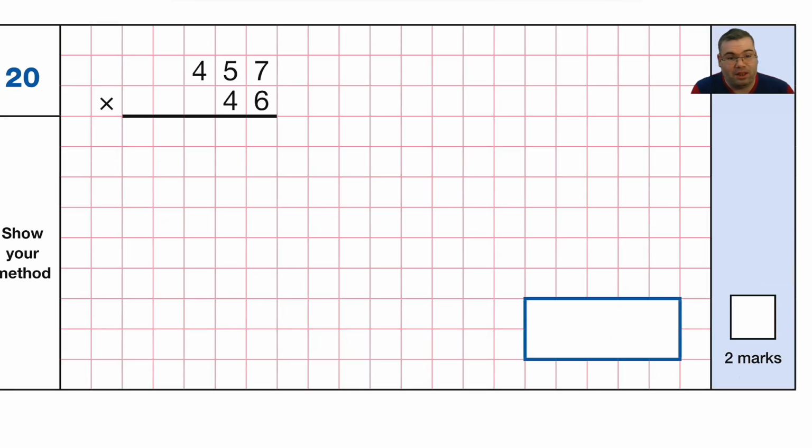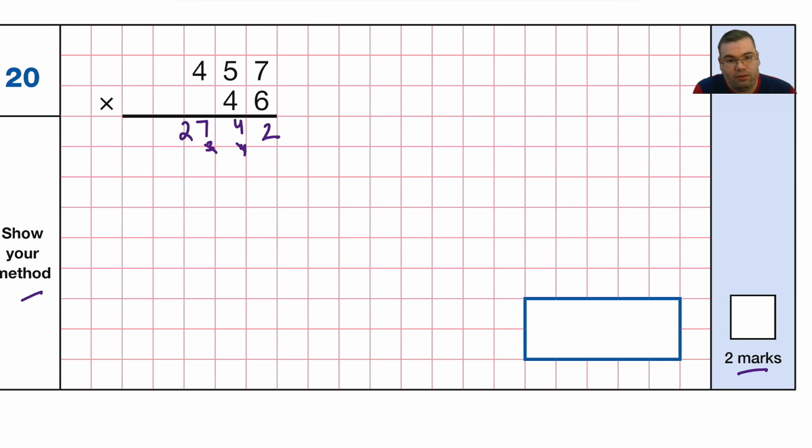So this is the 20th question and this is a 2-mark question and we need to show our method. So just write down carefully and it's very easy. So let's multiply. 7 times 6 is 42. So you just write 2 and we carry 4 here. 6 times 5 is 30 and 4 is 34. So 34, we write 4 and carry 3 here. 6 times 4 is 24 and this 3 is 27, right?